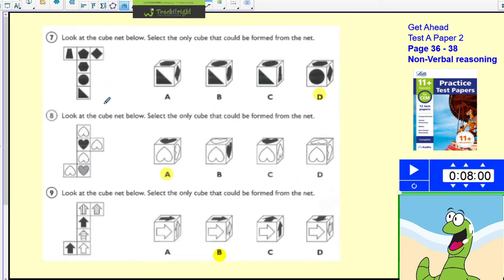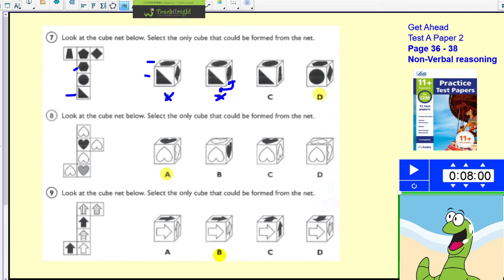Number 7, let's go through it again. So we've got a pair that can't match because we've got this triangle with this hexagon. So A is wrong because of the pairs. What else for B? We've got a circle and a hexagon. Again, we shouldn't be having the hexagon and the triangle. Still the same pairing, same reason as before. Let's look at C. Oh, this is an interesting one. So again, this is an example of left and right handedness.